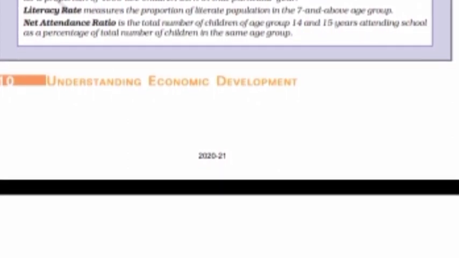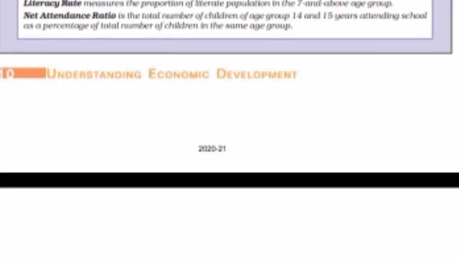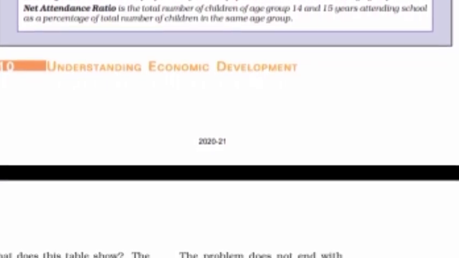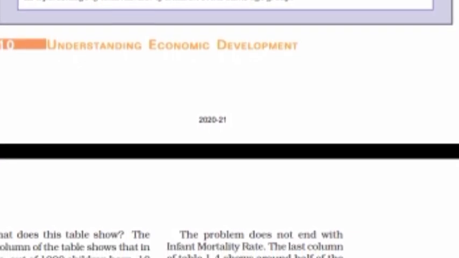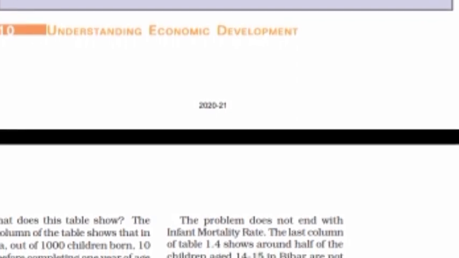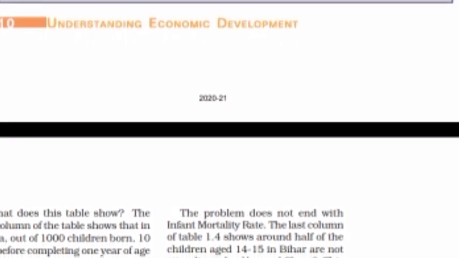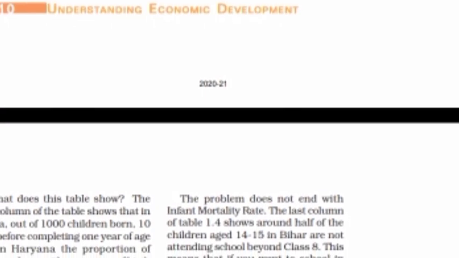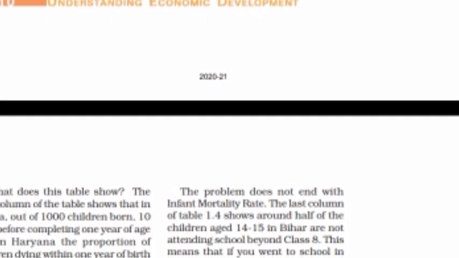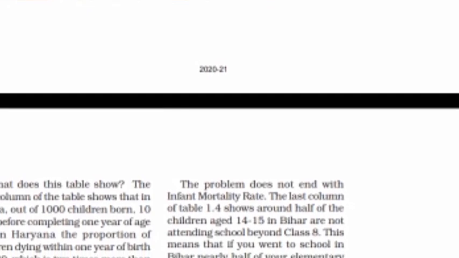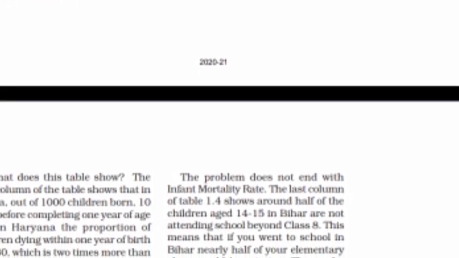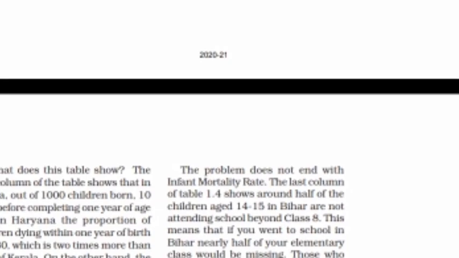The literacy rate in Kerala is 94%, which is higher than Haryana at 82%, and Bihar has 62%. The last column shows that in Kerala, 83 children out of 100 aged 14 to 15 are attending school beyond class 8, which is greater than Haryana at 61, and Bihar at 43. So these are the parameters for any country or state to be called a developed nation or state.